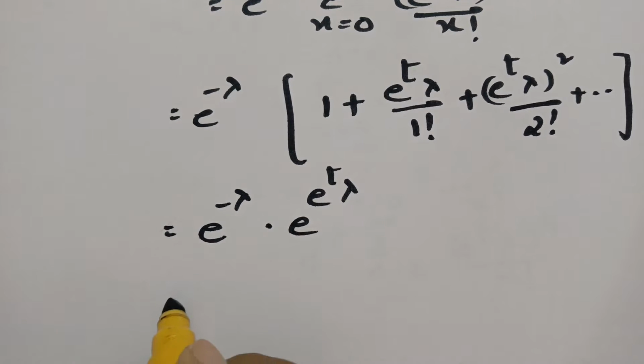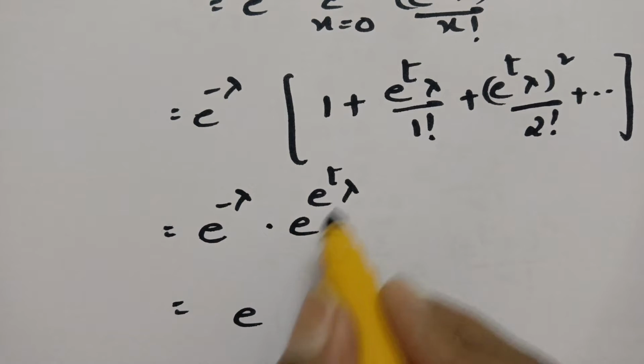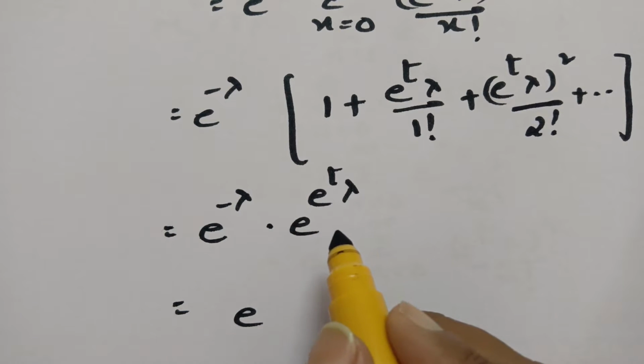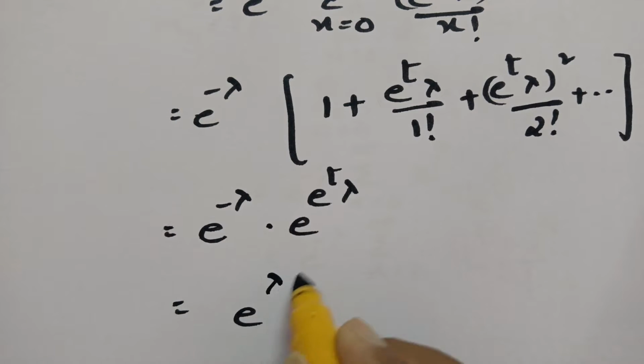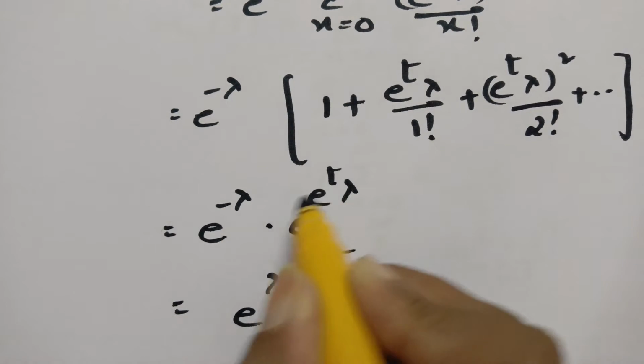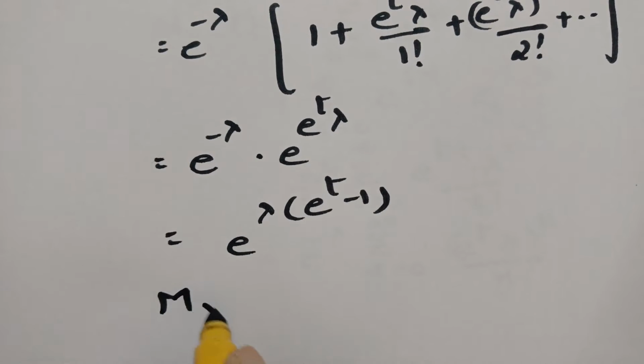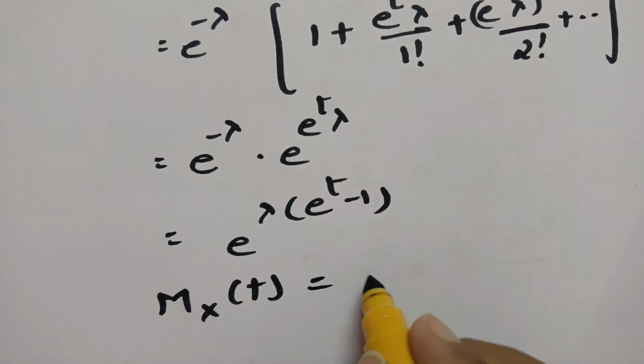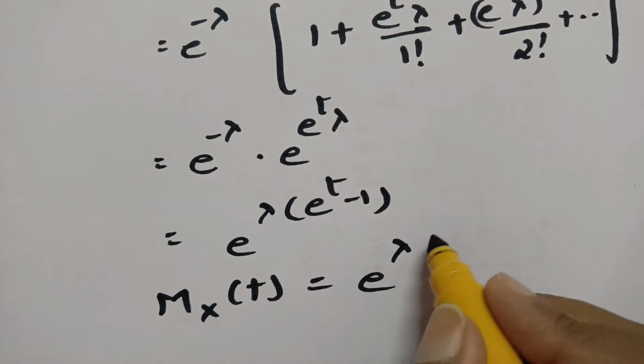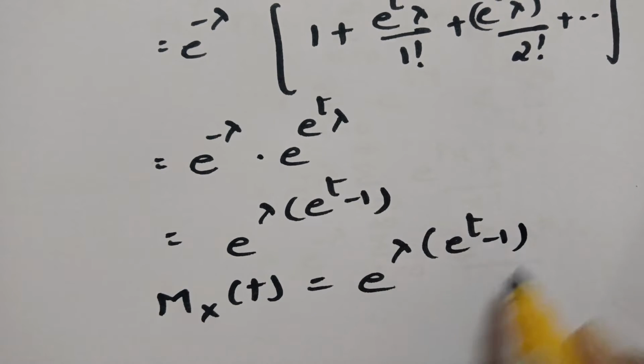So now this can be written as e power. If I take lambda common from these two, this will be e power t minus 1. So this is nothing but the moment generating function of a Poisson distribution, which is given as e power lambda times (e power t minus 1).